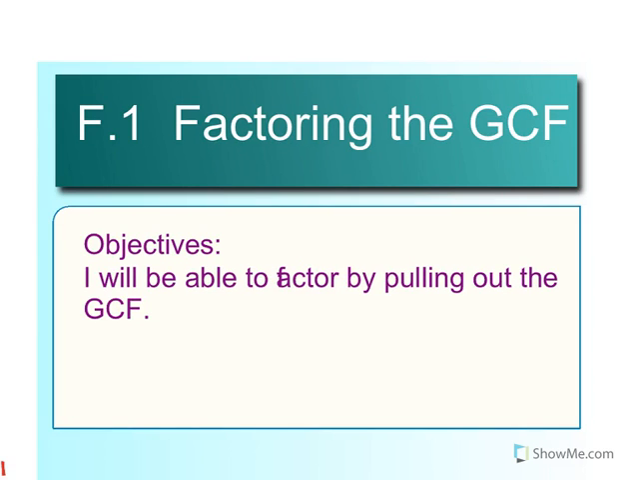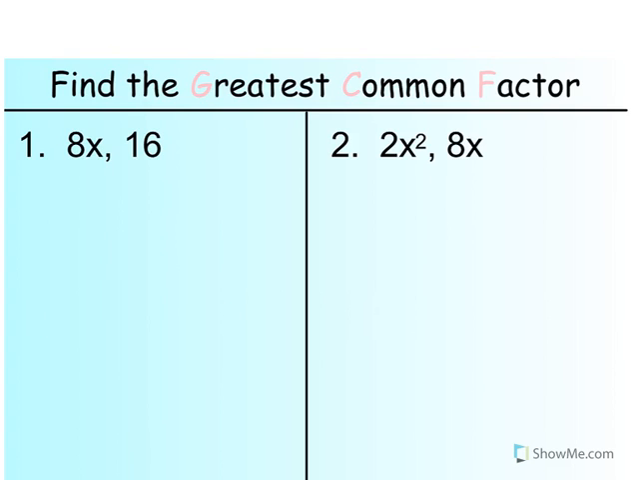With today's new lesson, we're going to be looking at factoring different polynomials. Today is the first lesson in our mini factoring unit. It is F.1. The title is Factoring the GCF. GCF does stand for Greatest Common Factor. So as you're writing your objective down, I will be able to factor by pulling out the GCF. Once you have your title and objective down, go ahead and move on.